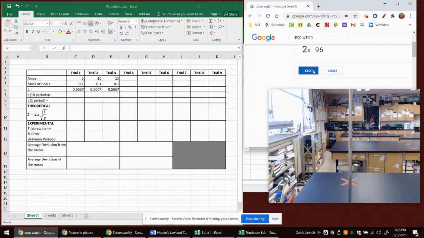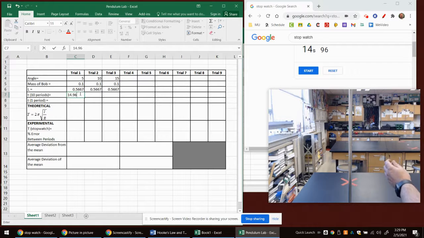1, 2, 3, 4, 5, 6, 7, 8, 9, 10. So about 14.96 seconds. Okay, so now I'm going to pull this back to 10 degrees. It's back to 10 degrees. I'm going to let it go.